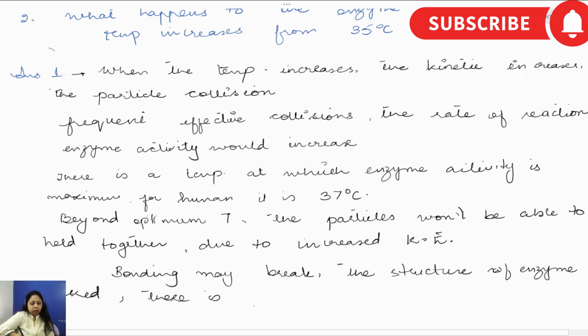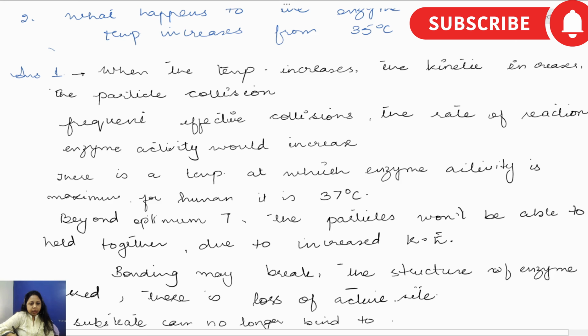There is loss of active site, and if there is no active site, the substrate is no longer going to be attached to the enzyme, so no chemical reaction takes place. The substrate can no longer bind to an active site, so no chemical reaction takes place. And this is how you are going to explain the temperature fully.